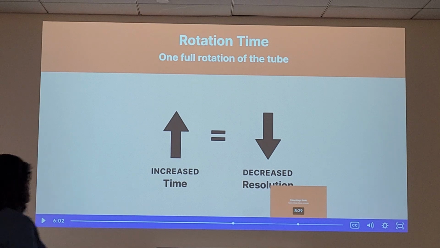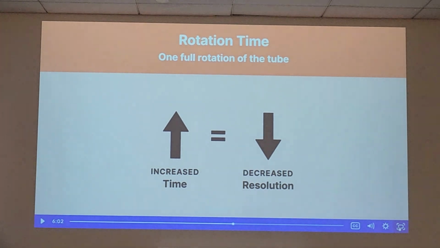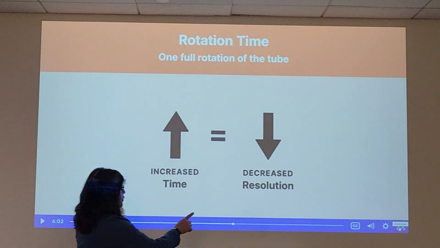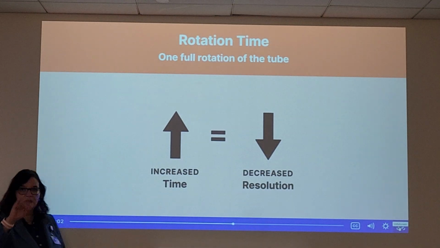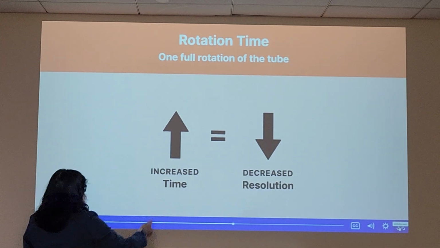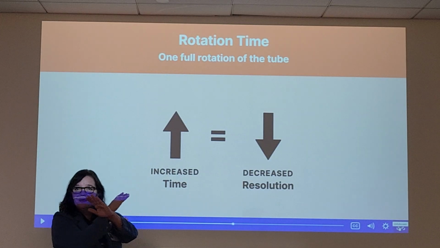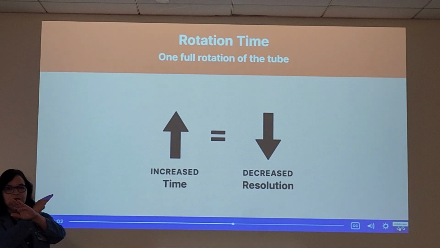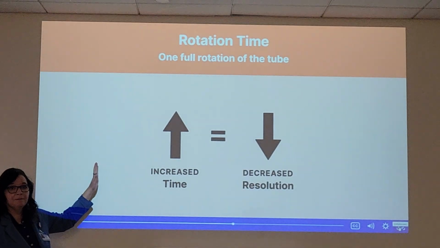So when we think about all of the technical variables that we're responsible for to create an image of high quality, or this word resolution, whether spatial or contrast, it is going to be dependent on what variables we set. Increased time, we know, is going to decrease resolution, so that's a no-no, right? We don't want to increase dose.